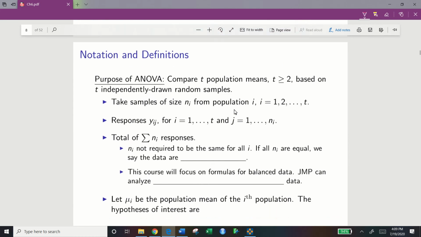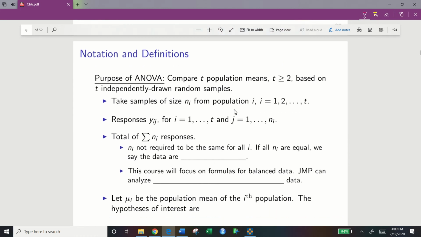So let's start talking about some notations and definitions. Some of the notation will be an extension of what you've seen already. Some of it's going to be a little bit harder to understand. So let's talk about the purpose of ANOVA. For us, we like to compare t population means, where t is greater than or equal to 2, based on t independently drawn random samples.